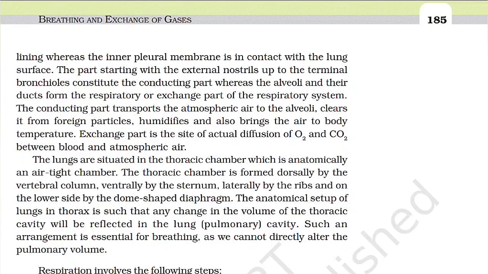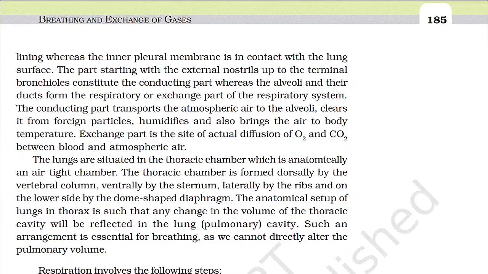The lungs are situated in the thoracic chamber, which is anatomically an airtight chamber. The thoracic chamber is formed dorsally by the vertebral column, ventrally by the sternum, laterally by the ribs, and on the lower side by the dome-shaped diaphragm.